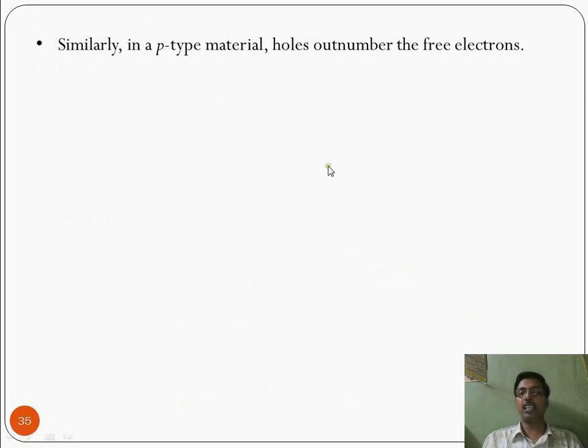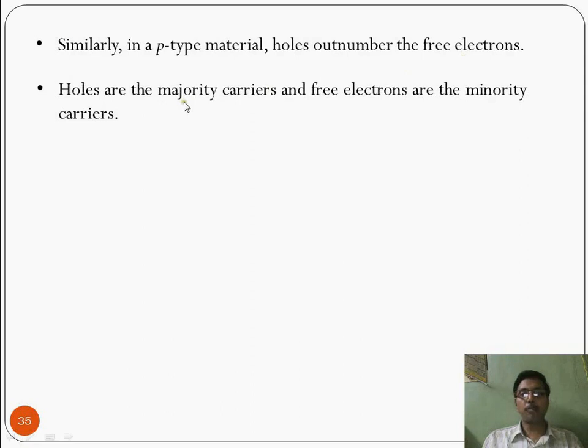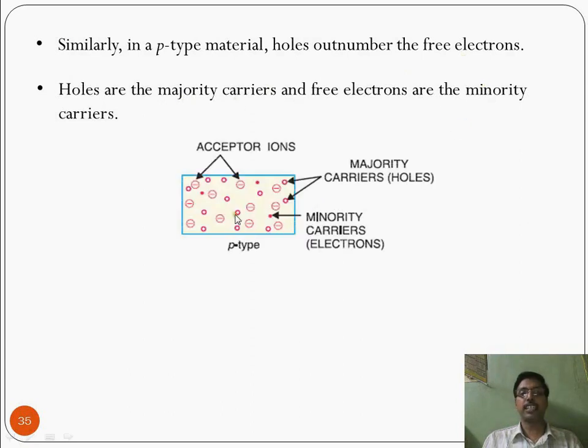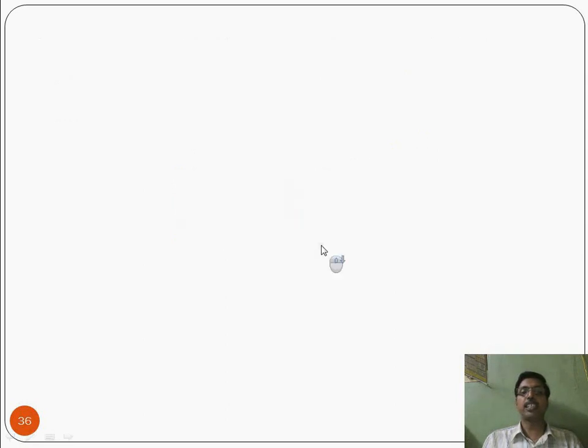Similarly, in p-type material, holes outnumber the free electrons. Holes are majority carriers and free electrons are the minority carriers. Look at this diagram. Here majority charge carriers are holes and minority charge carriers are electrons.